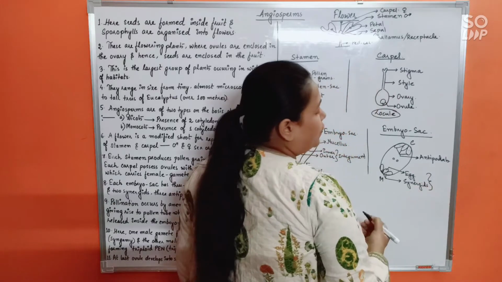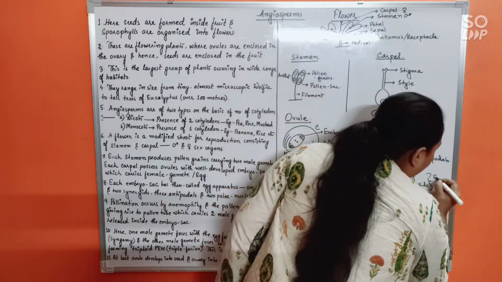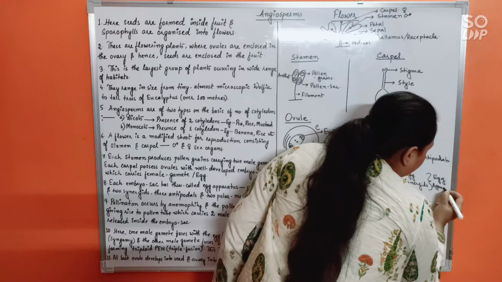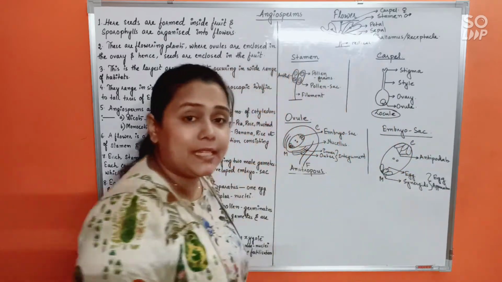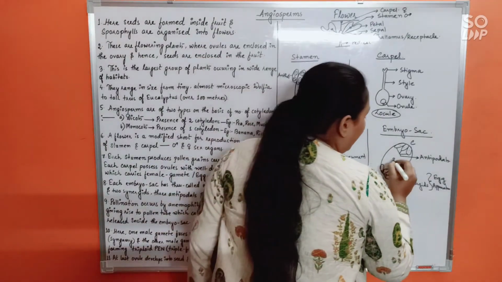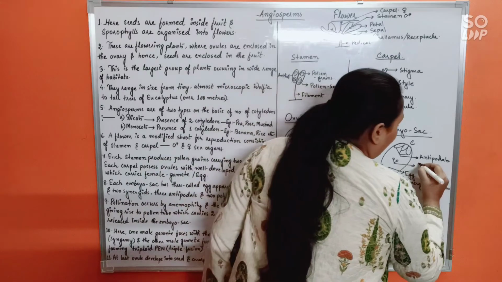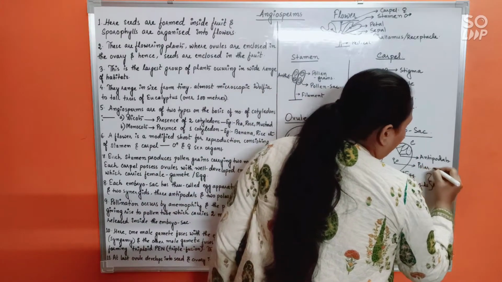egg plus synergids together make up the egg apparatus. Alright, and in between these are not cells, rather 2 nuclei. These are called polar nuclei.